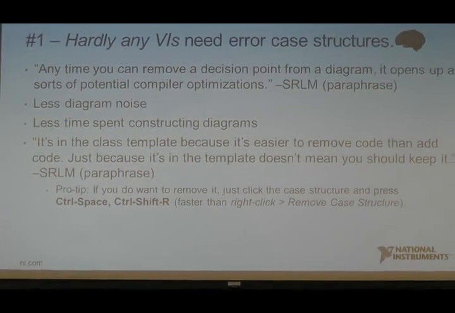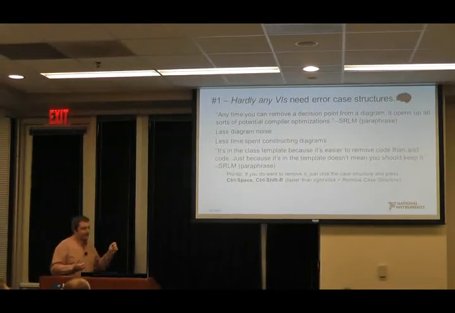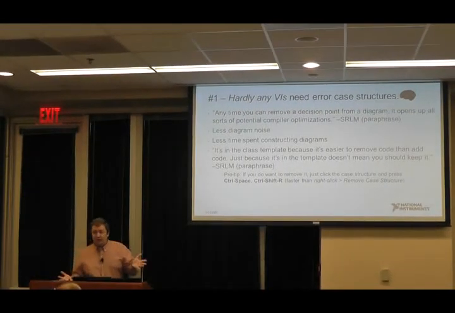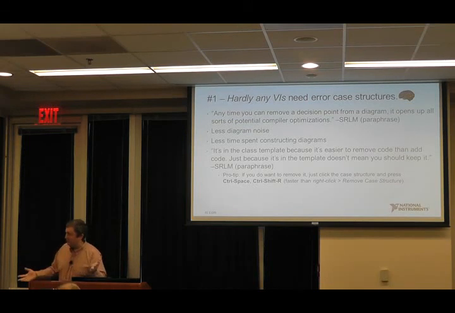When we get rid of it, we can get rid of diagram noise, because that's one less thing we have to look at, that case structure. If we're creating a VI from scratch, it takes us less time to write it. That's, again, more efficiency. You don't have to spend as much time drawing that case structure.